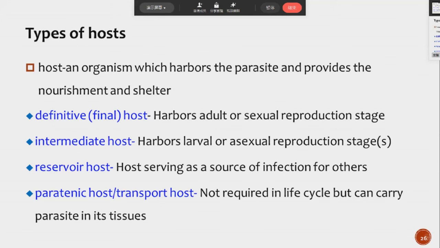Have a break, then we will go on to the next content: reservoir host and the peritoneal host. So there are only some of these terms you should master in this class. Only several terms, yes? A break.